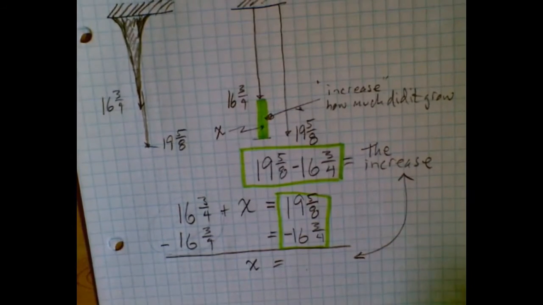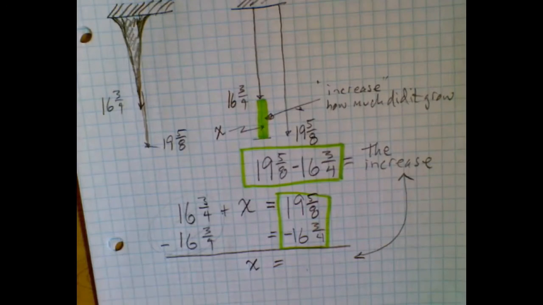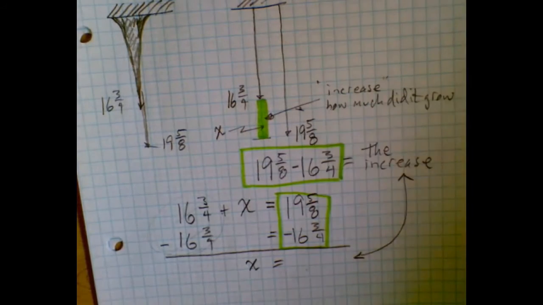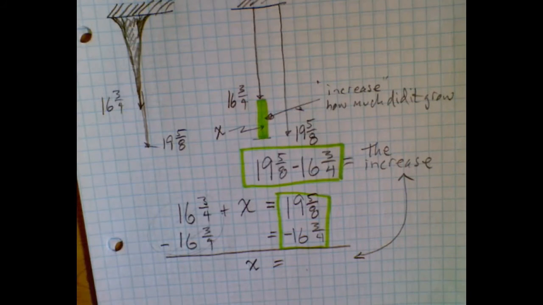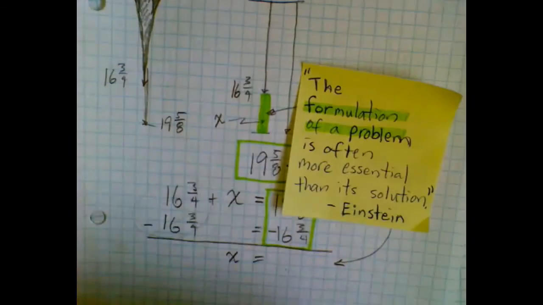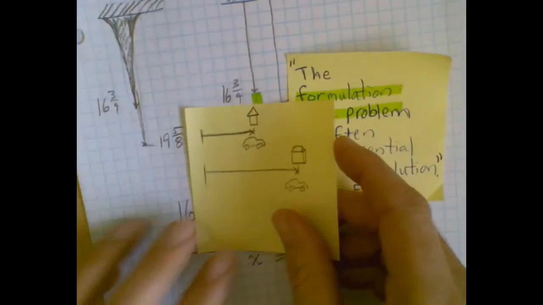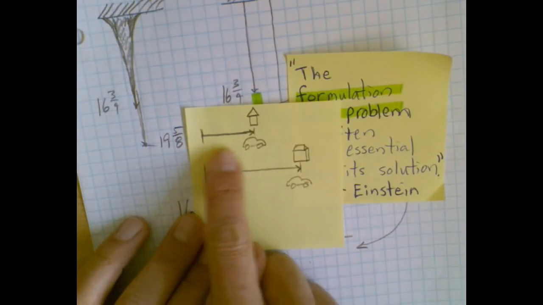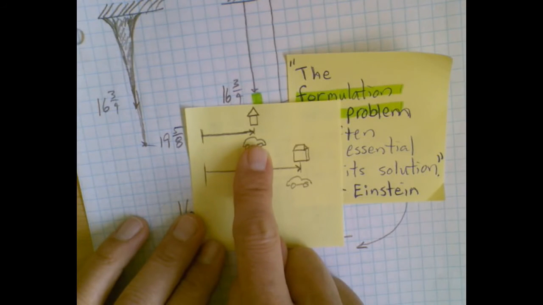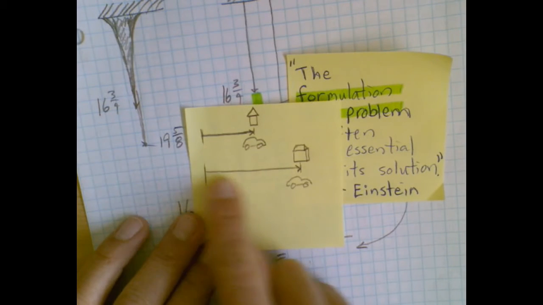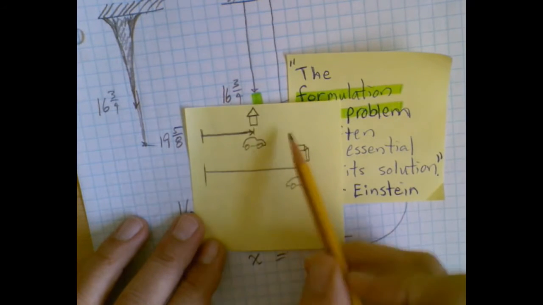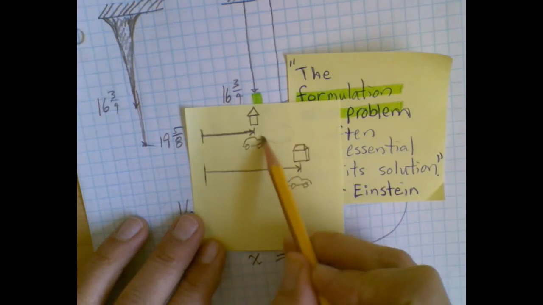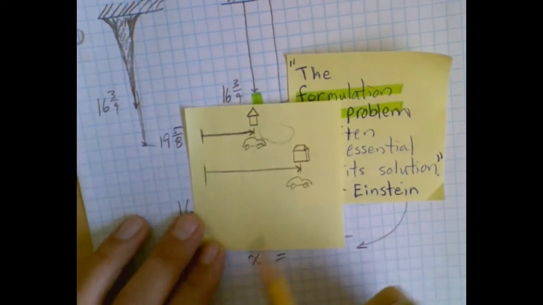Well, I hope this helps. Remember what Einstein said: it is the formulation of a problem that is often more essential. And you know, it works other ways. If you started in one place and you drove to your friend's house, and then you drove a little farther, if I know this distance and I know this distance, I can find out how much more I traveled.